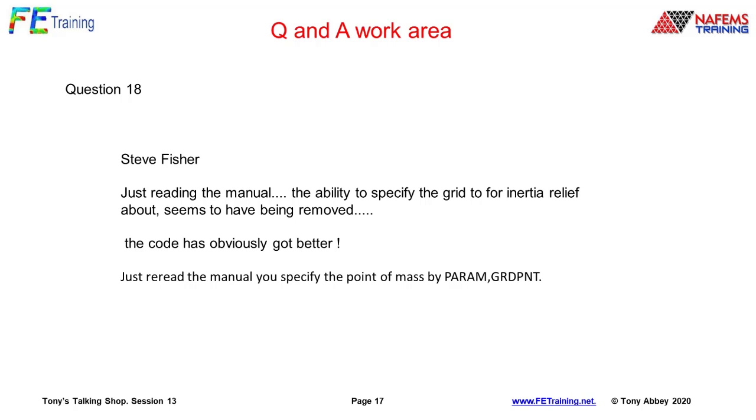Okay, so a slight correction there. You define the point of the mass by another parameter. Param grid point is basically the point you're going to calculate the inertia properties about, and it's actually stealing that to say that's the point you're going to apply the constraint to. So there is still a manual method in there.